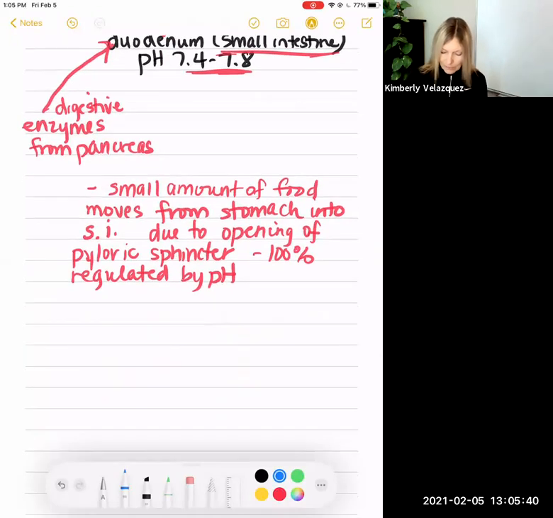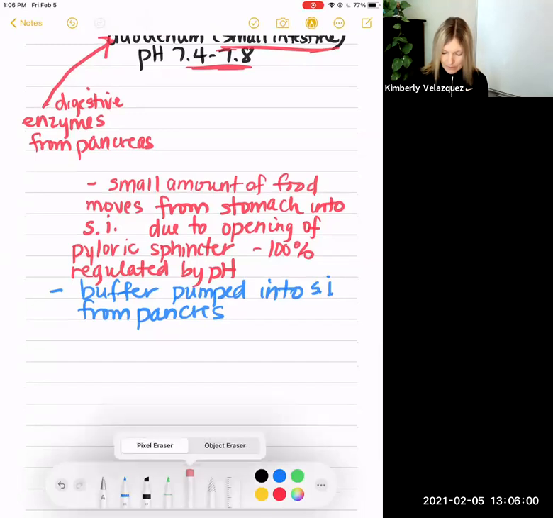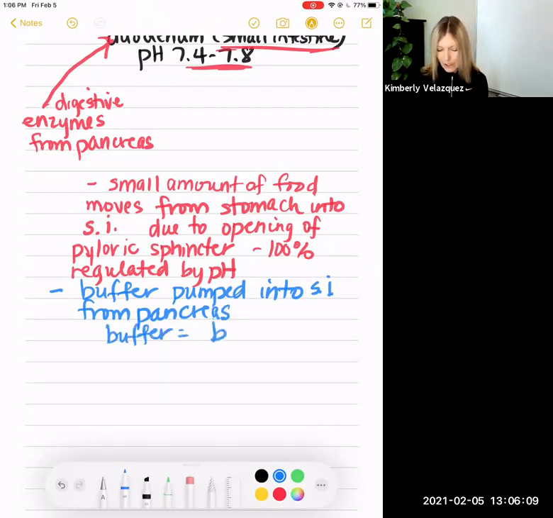So as soon as that food moves in, a buffer is pumped in to the SI from the pancreas. And that buffer is, oops, this is misspelled. Come on.